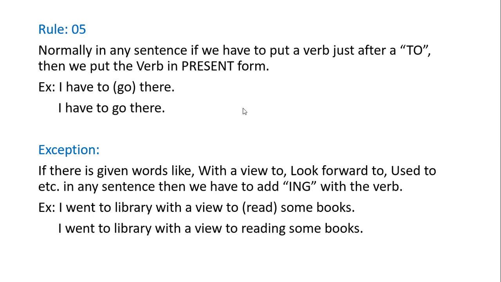For example, I have written here: I went to library with a view to read some books. So the correct form will be like this: I went to library with a view to reading some books. You see, I have changed the verb "read" to "reading."